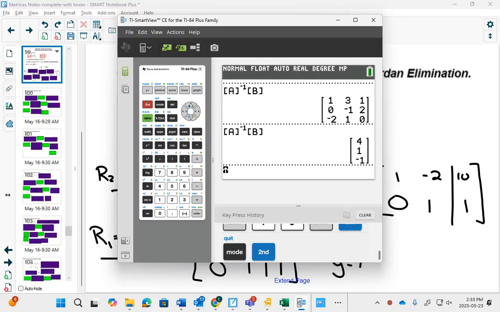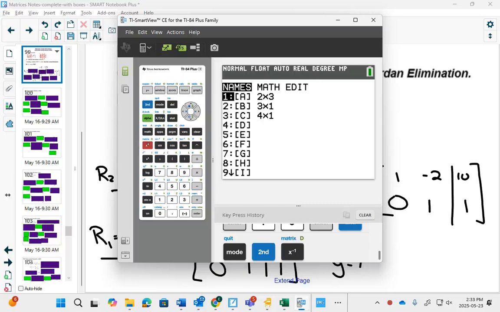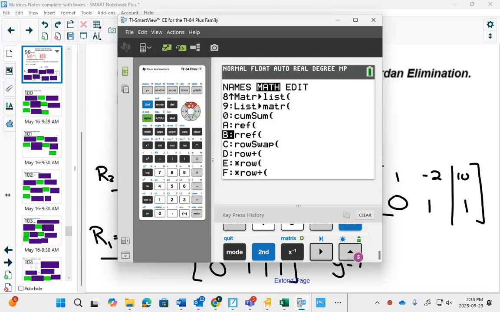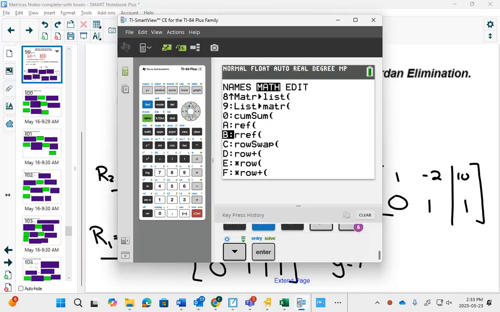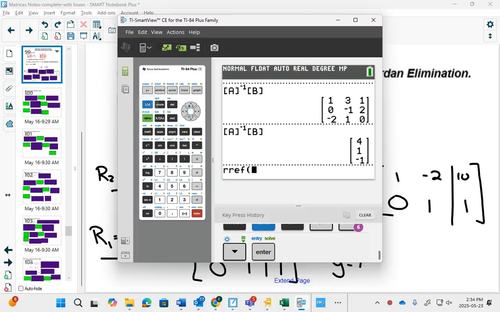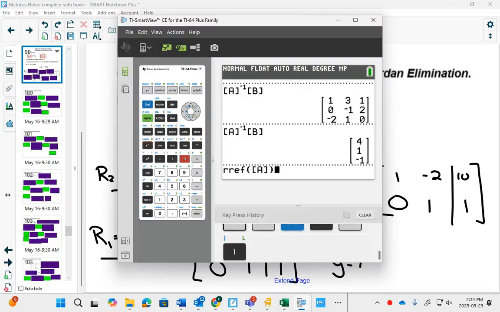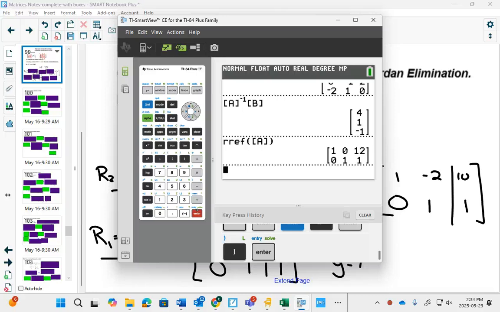And now I can go second matrix, go over to math. If you go up, it goes to the bottom of the list. Go to reduced row echelon form, second matrix, select matrix A, push enter, and it tells us the answer. X is supposed to be 12, y is supposed to be 1.